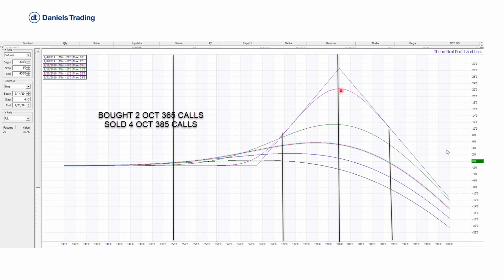Okay. So again, keep this chart. I'm going to send it to you with the email so you can reference it. But this is essentially a trade buying two OCT 365 calls, selling four OCT 385 calls. What we want is this thing to die anywhere between 375 and 385. You're going to profit real well in 2 weeks, 3 weeks.